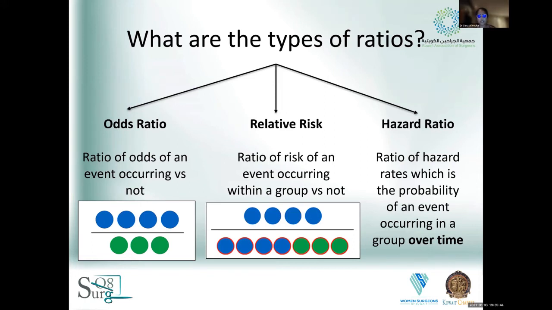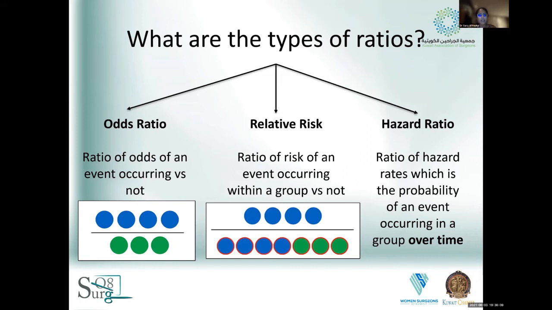Relative risk is the risk of an event occurring within a group versus not. So the difference is really the denominator. That's why relative risk tends to be used in studies that look into the future, like prospective studies, because your denominator is bigger, since you're looking at patients at risk of an exposure, not necessarily who had an event occurring.